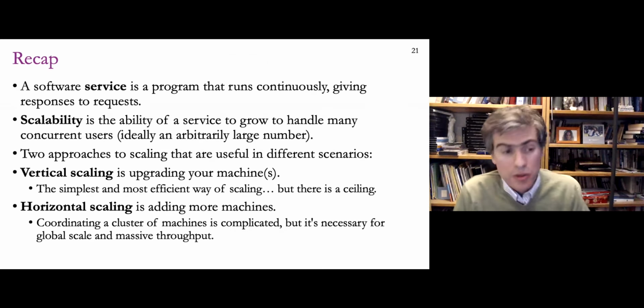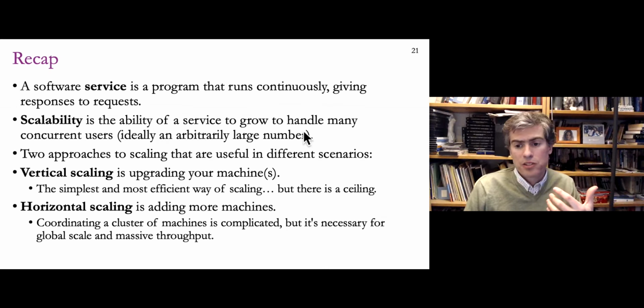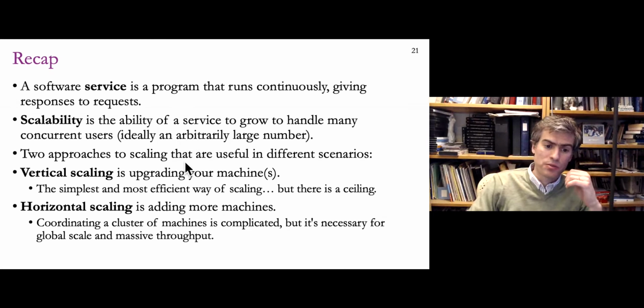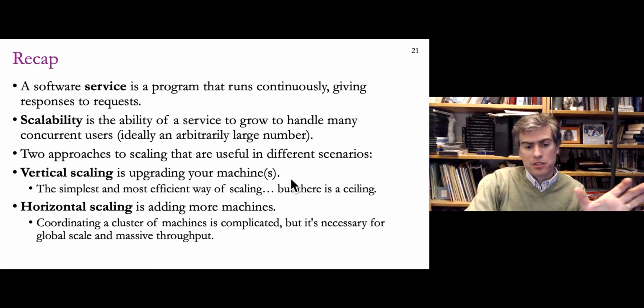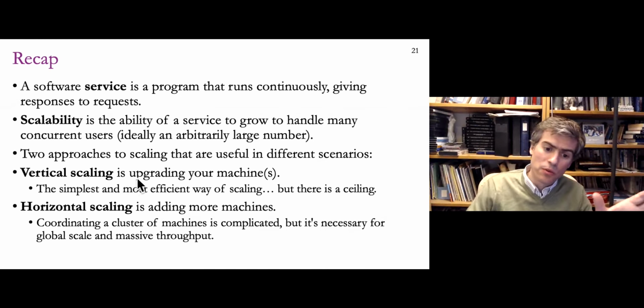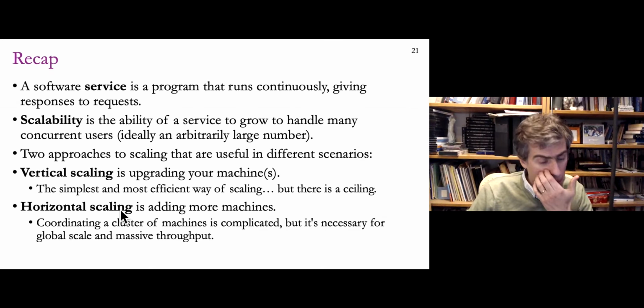Okay. So in this lecture, I talked about software services, defined as a program that runs continuously, giving responses to requests. The kind of scalability we're going to be talking about in this class is the ability to grow a service to handle many concurrent users, and ideally an arbitrarily large number of users. And then I talked about two different approaches to scaling that are useful in different scenarios. Vertical scaling is the very simple one where you just upgrade your machine to make it faster. This isn't true scaling because there's a limit, right? There's a ceiling to how fast a single machine can get.